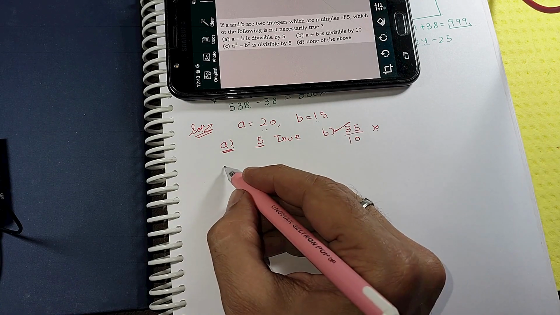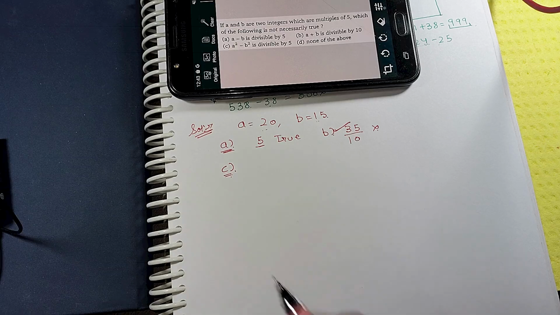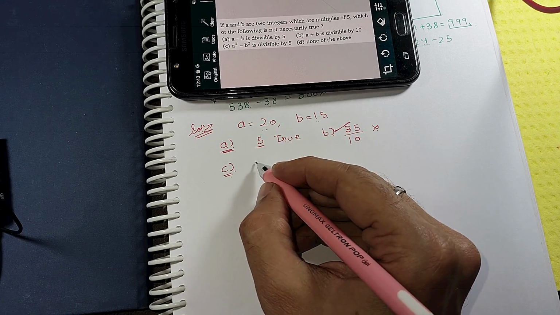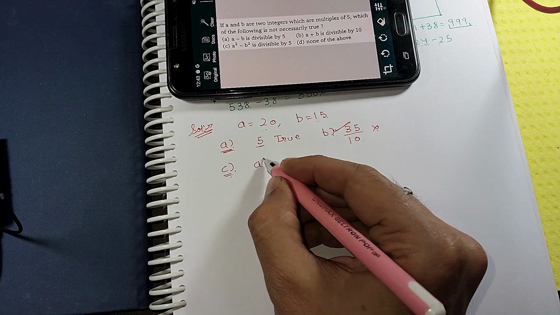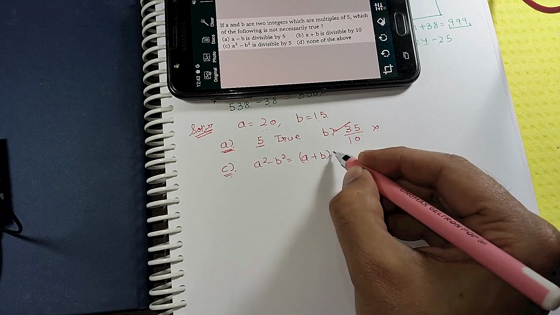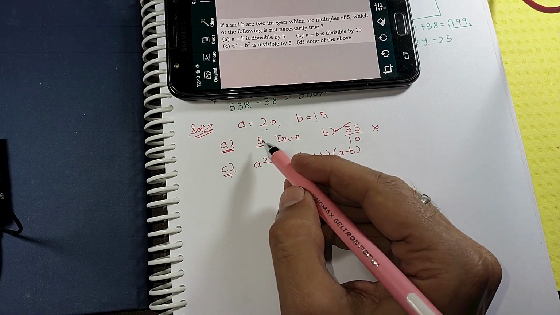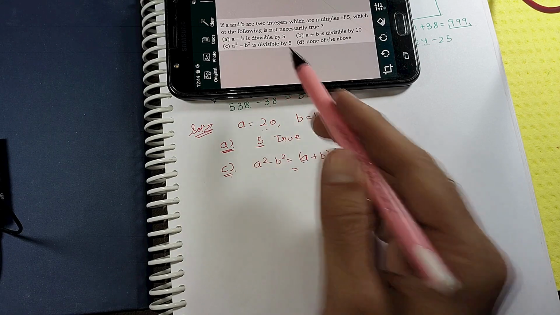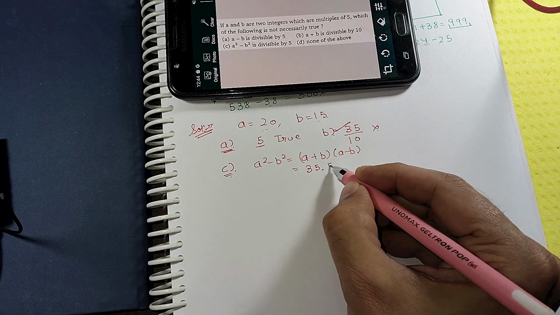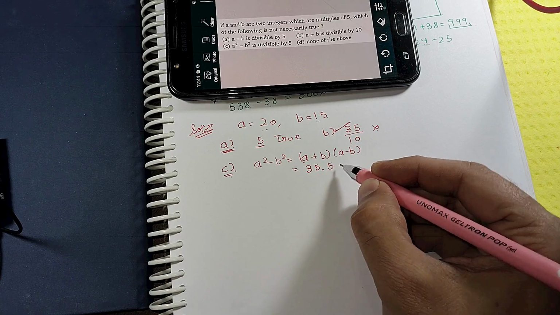For the sake of the question, we'll move to statement C: a square minus b square is divisible by 5. A square minus b square will be equal to a plus b into a minus b. Since we have calculated that a minus b is divisible by 5, with a plus b being 35 and a minus b being 5, it is also divisible by 5. Fine, so this is true.